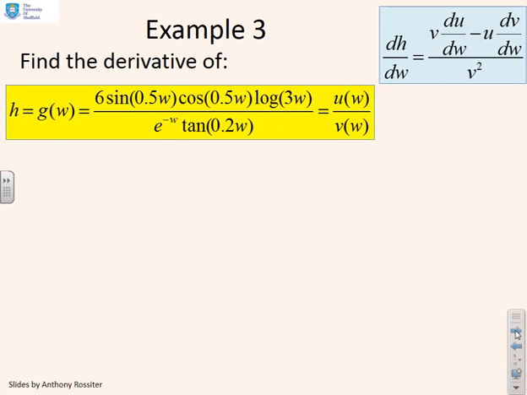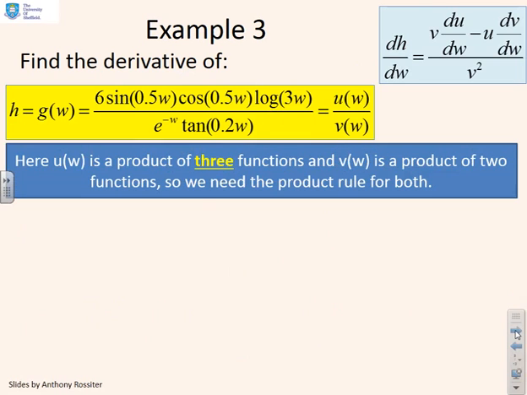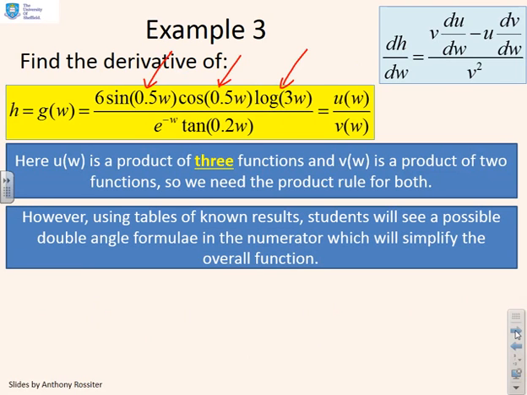Okay, next example. Find the derivative of h. Now in this case you're going to get worried because you'll see u of w is the product of three functions. Look, I've got a sine, I've got a cosine, and I've got a log. And you might be saying, golly, finding the derivative of even that numerator's a pain before I even go to the quotient formula. However, if you look at tables of known results for trigonometry, you'll see there's a possible double angle formula in the numerator.